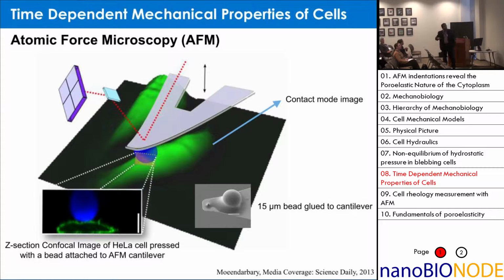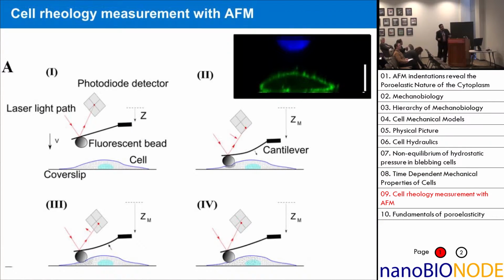I'm not going to talk about it, but this is a tapping mode image of a HeLa cell. This is the AFM tip. There is a latex bead, a 15 micron latex bead, which we glue on the cantilever. And this is the HeLa cell. This is a cross section. The bead is 15 micron. The green is the cell membrane. We indent the cell with this bead. So here's our experimental setup.